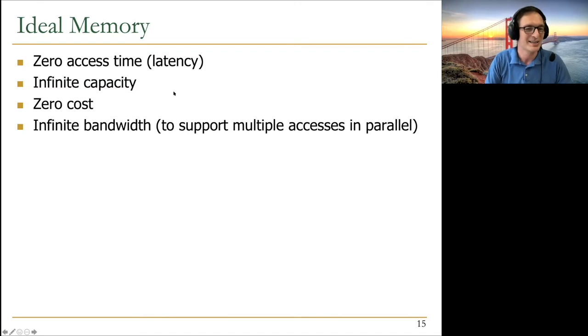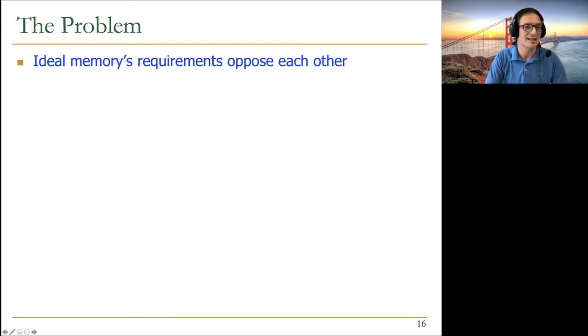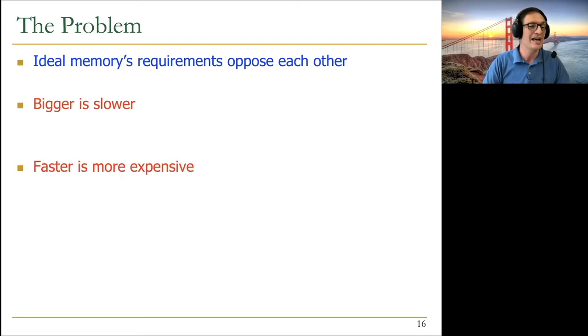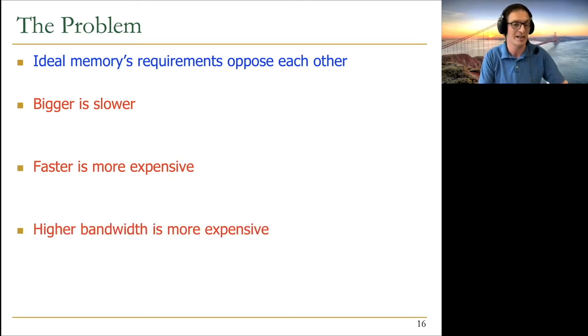And clearly, this is very greedy, right? This is idealism. And unfortunately, we cannot get all at the same time, basically. The problem is ideal memory's requirements oppose each other. Let's take just two aspects of it. Bigger is essentially slower, and faster is more expensive. And this is very fundamental. Higher bandwidth is also more expensive, if you want to take a third aspect of it, basically.